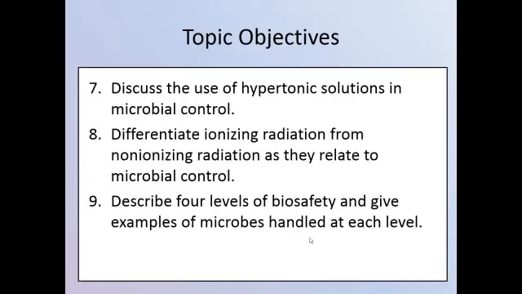Discuss the use of hypertonic solutions in microbial control. Differentiate ionizing radiation from non-ionizing radiation as they relate to microbial control. Describe 4 levels of biosafety and give examples of microbes handled at each level.